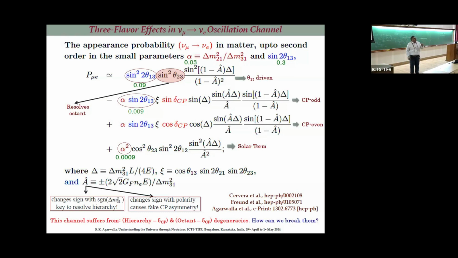What is A hat? A hat is the ratio of the Wolfenstein matter term. This is the MSW term, right? You have learned in Andre's lectures. This is positive for neutrino, negative for antineutrino, right? Homework problem. Derive it. It will take some time if you don't know how to derive this. And you are writing all these papers. Derive it that this Wolfenstein matter term is positive for neutrino and negative for antineutrino. Please, all of you should derive that.